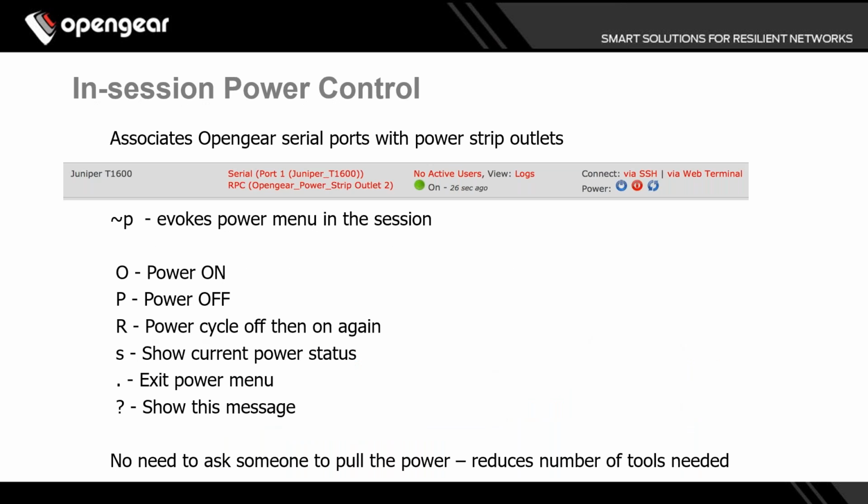So this is what the power menu looks like. This is one of the feature sets when you can do this. So you can actually see here that we've powered an old Opengear power strip, PDU power strip with power point 2 controlling a Juniper T1600. And here you can just simply power on, power off, recycle the power, or show the current power status. So if a device isn't responding, you can actually recycle the power from here.